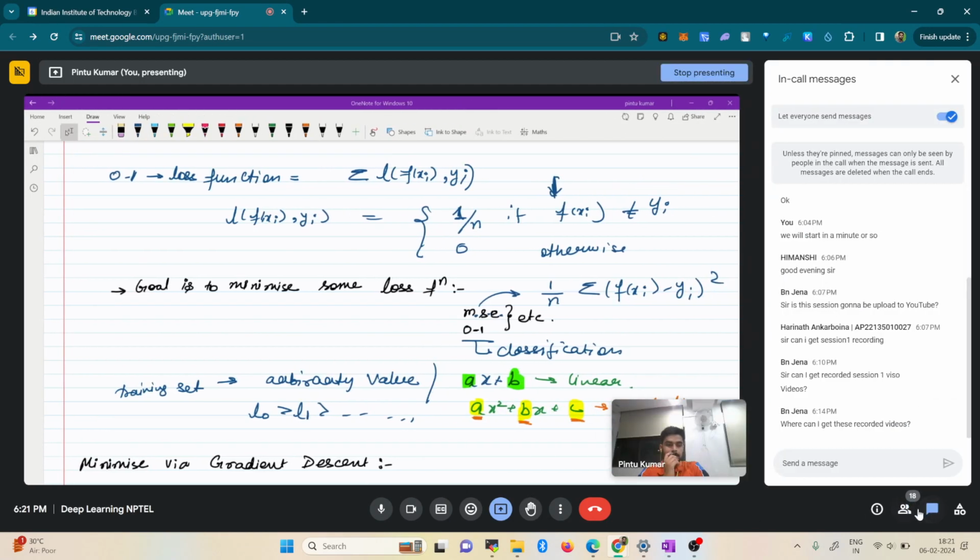Sir, I have one small doubt. Please. Is there any difference between mean squared error and squared error loss? Okay, so in mean squared error we have just normalized it. If we don't normalize it, that is called squared error. Mean is because of the term 1 by n, so we are dividing by n. That's why it is called mean squared error. Okay, thank you, sir.